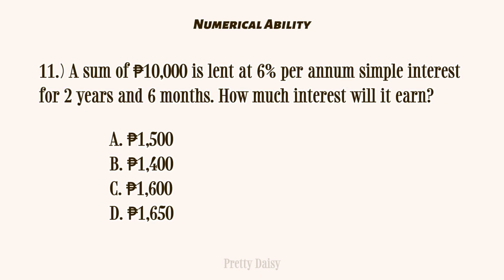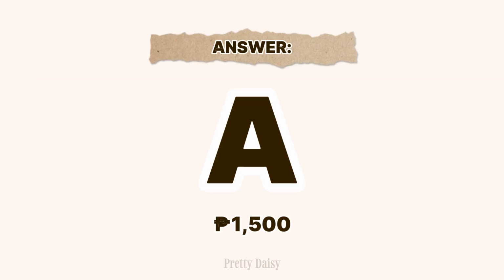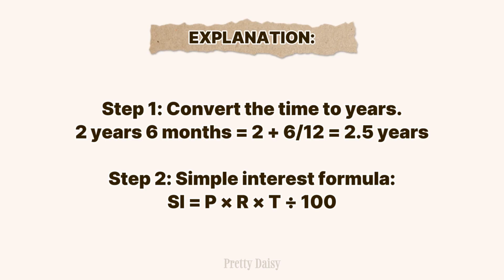11. A sum of Philippine peso 10,000 is lent at 6% per annum, simple interest for 2 years and 6 months. How much interest will it earn? A. 1,500 pesos. B. 1,400 pesos. C. 1,600 pesos. D. 1,650 pesos. Answer. A. 1,500 pesos.